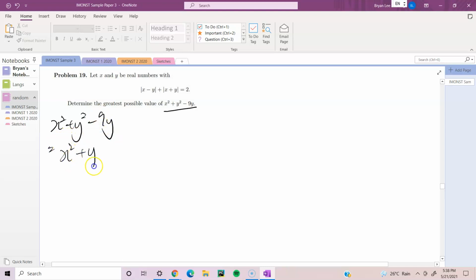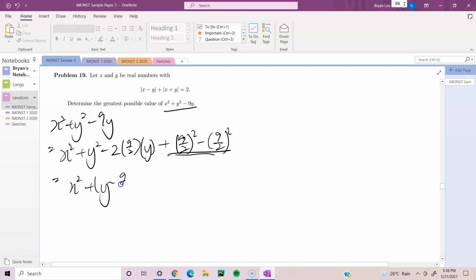So we will have x squared plus y squared minus 2 times 9 over 2 times y, then plus another 9 over 2 squared. Then we need to minus it back because this whole thing is 0. We just created this out of nothing. So we will have x squared plus (y minus 9 over 2) squared minus 9 over 2 squared. Okay, so this is what we want to find, simplified.